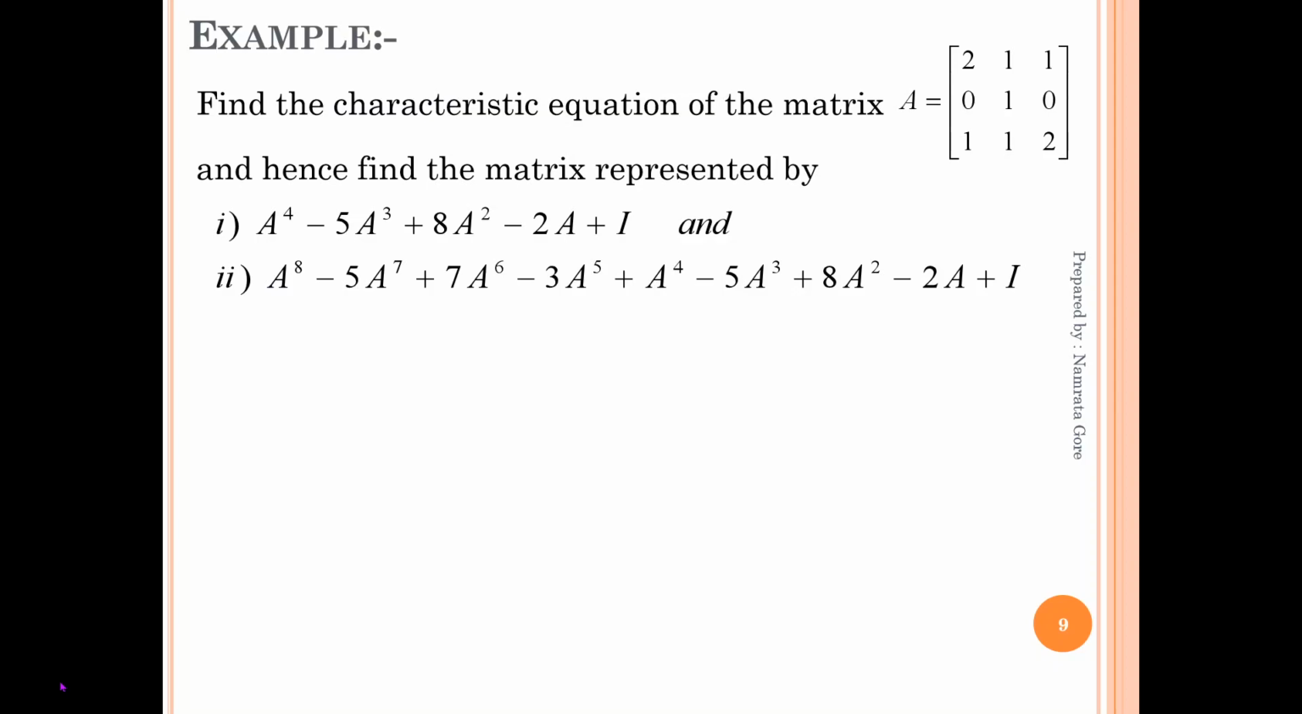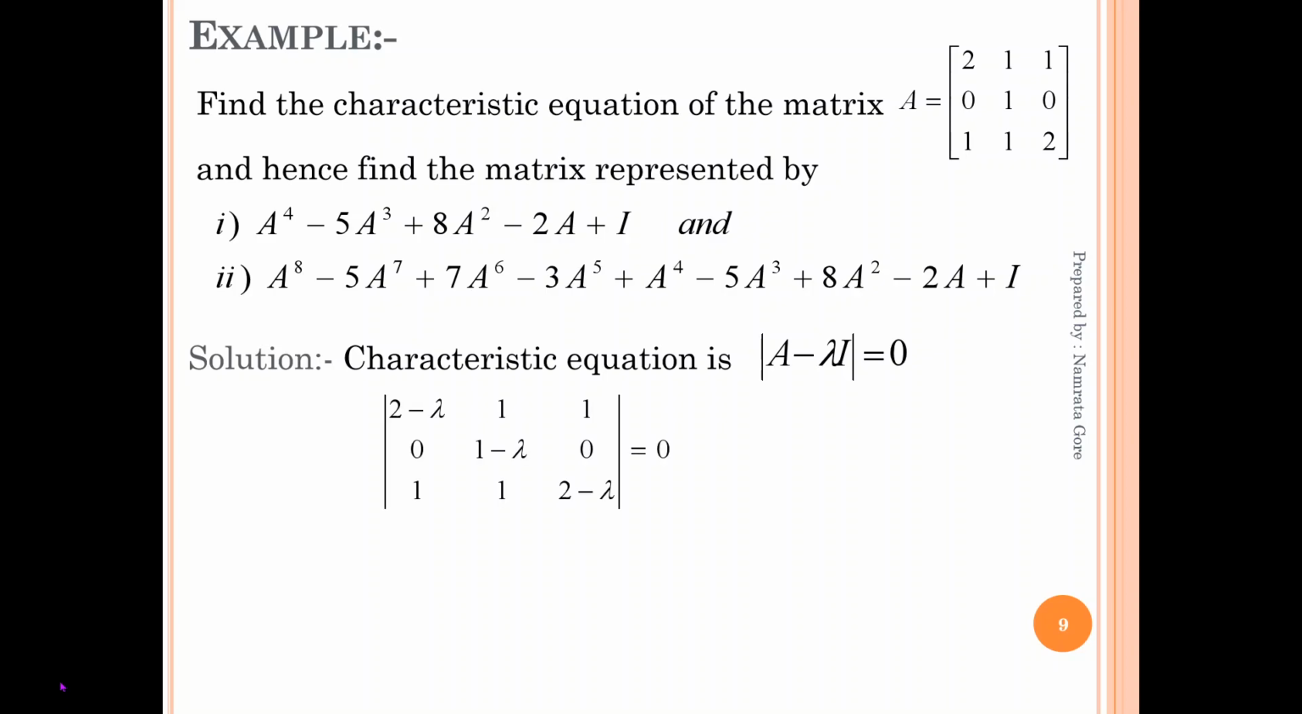In the next example, for the given matrix A, we'll be finding the matrices represented by these two expressions. So first of all, again starting with the characteristic equation, determinant of A minus lambda I equal to 0.